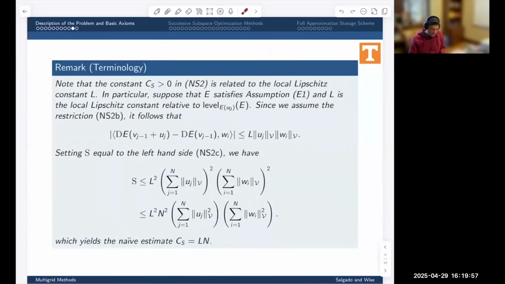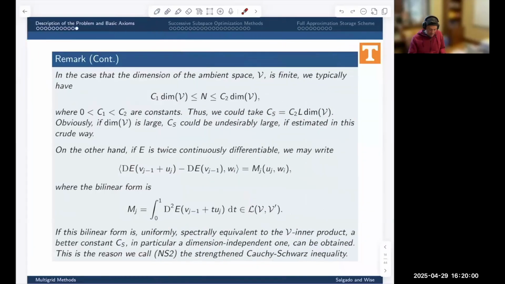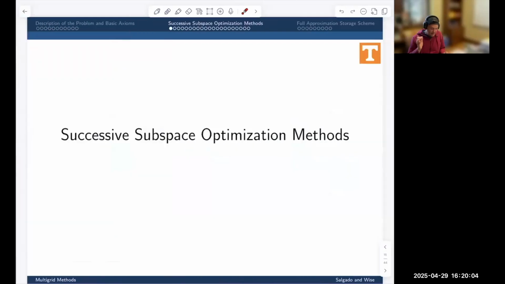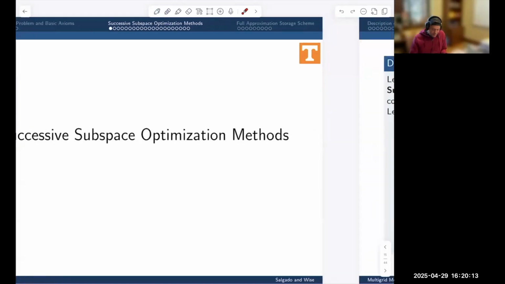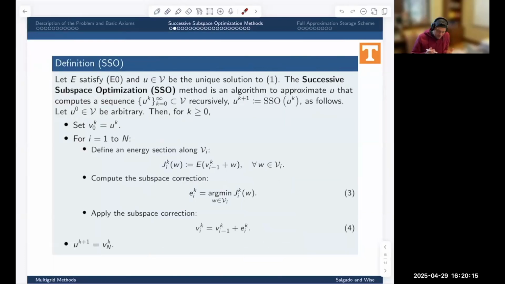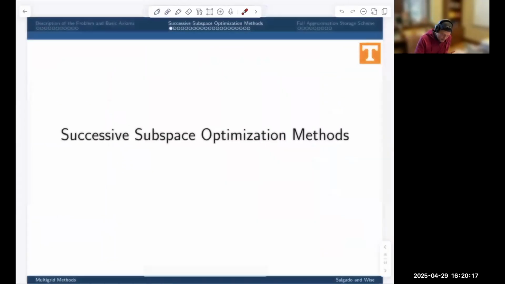All right, so a couple of remarks. We've already gone through this, so I'm going to skip these remarks. I want to get on to reminding you what we meant by a successive subspace optimization method. Again, keep in mind what we're trying to do.